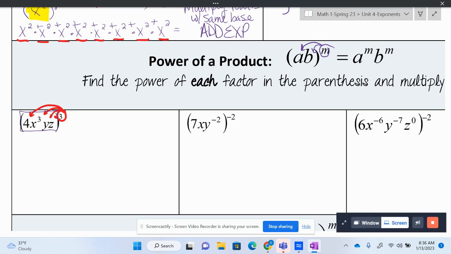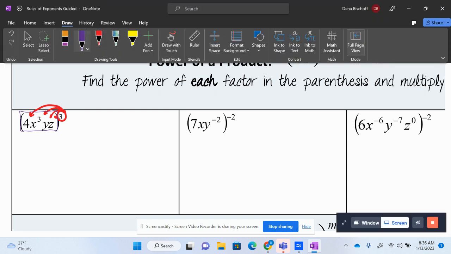Sir, I'll go back to it in a second. I'll put it back up in a second.